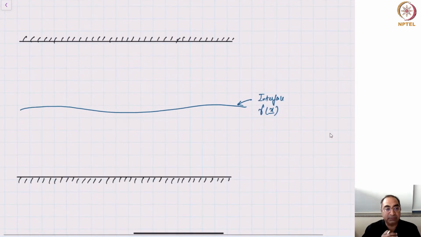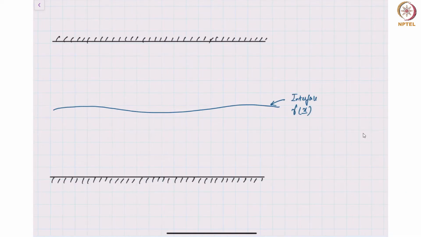So here's a system that I'm looking at. This is basically a flow between two walls. It could be two-dimensional or three-dimensional flow, and there is an interface separating the two fluids. So we'll call this fluid 1, and we'll call it fluid 2. And at the interface separating the two fluids 1 and 2, we have a surface tension. In general, the surface tension need not have a constant value. It could vary in space.